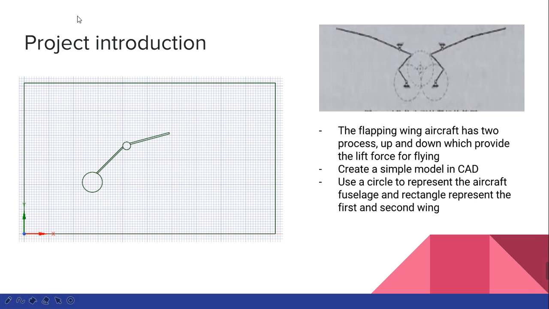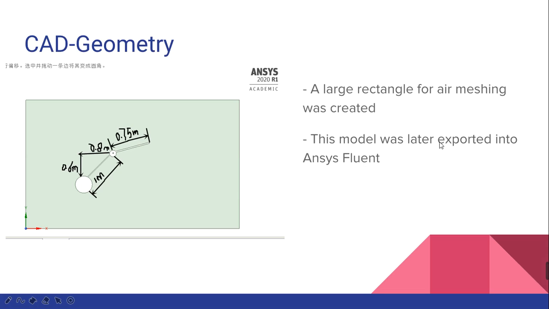The picture at left is the simple model I designed in CAD, and I used a circle to represent the aircraft fuselage, and the rectangles represent the first and second wing. This is my geometry. A large rectangle for air meshing was created, and this model was later exported into ANSYS Fluent.